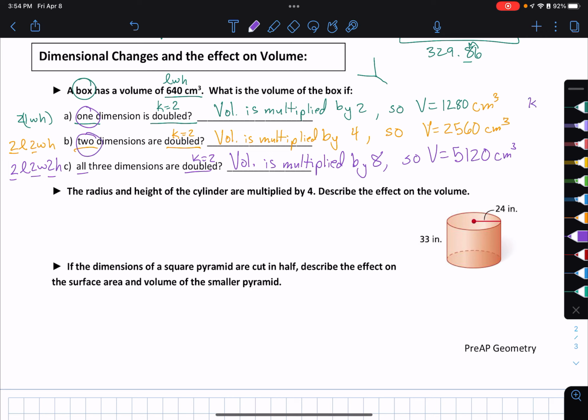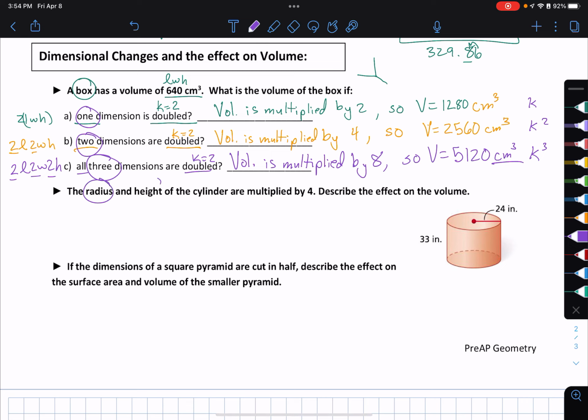If you're changing 2 dimensions, you multiply by K squared. And if you're changing all 3 dimensions, you multiply by K cubed. And the way I remember that is volume is units cubed. So let's look at 2 other examples.